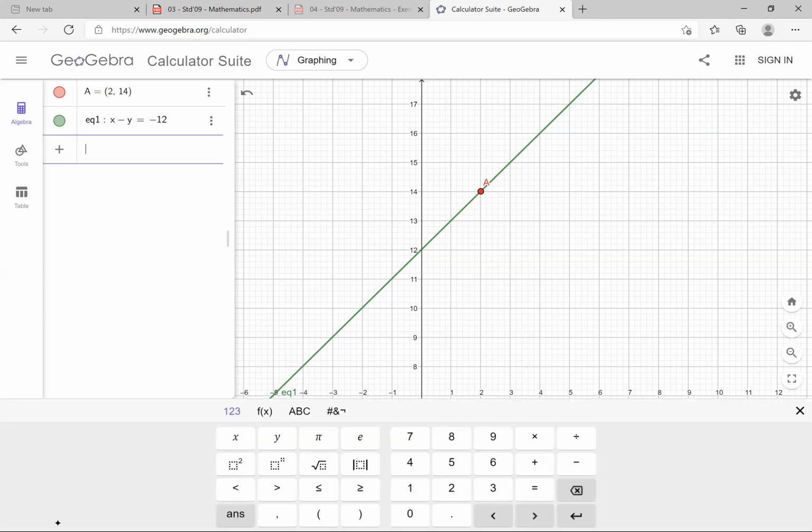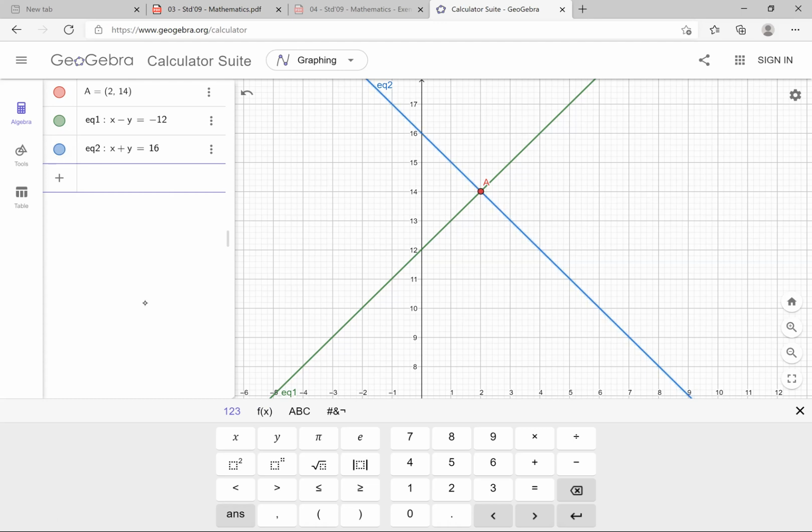Like Hamna said, x minus y is equal to negative 12. I can say, okay, x plus y is equal to 16. That's the simplest thing I can think of right now. x plus y is equal to 16. See, that is also passing through that point, right? Now give me something else.